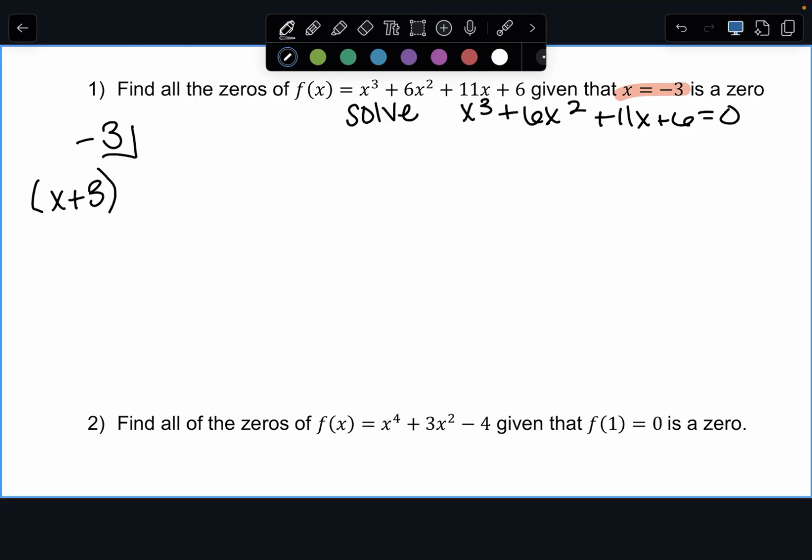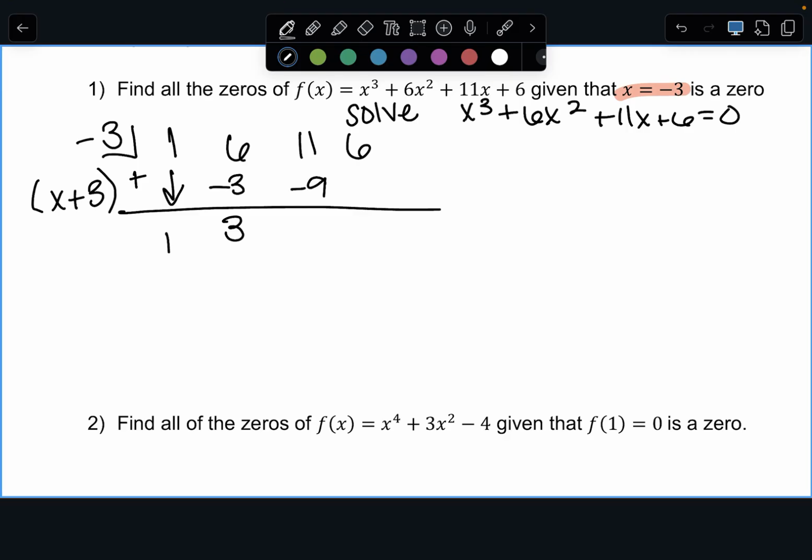To divide by x plus 3, I'm going to use synthetic division. So I need all of my coefficients on top: 1, 6, 11, and 6. And then I drop the baby mama. So I drop the 1. 1 times -3 is -3. Plus 6 is 3. Times -3 is -9. Plus 11 is 2. Times -3 is -6. And we get a 0 remainder. So that means it worked. I did it right because I got 0.